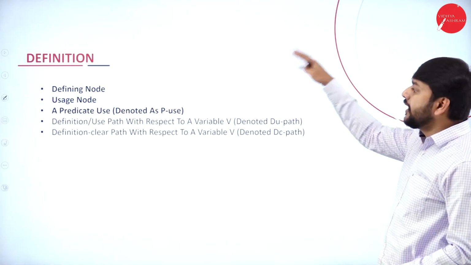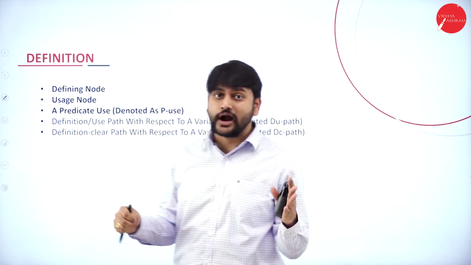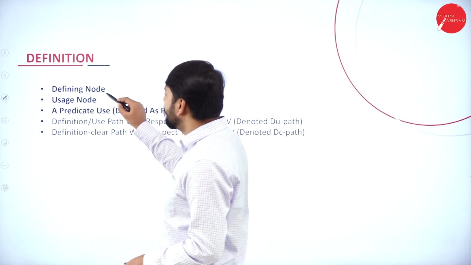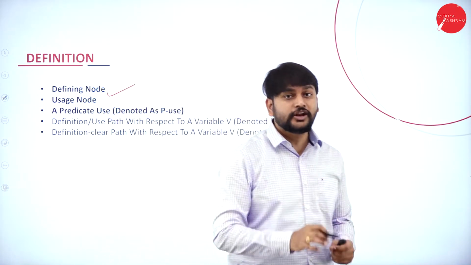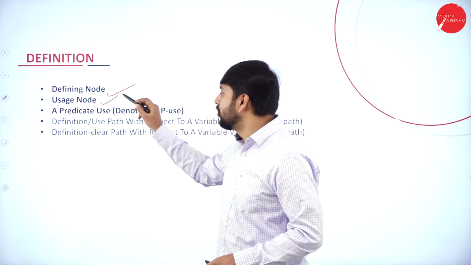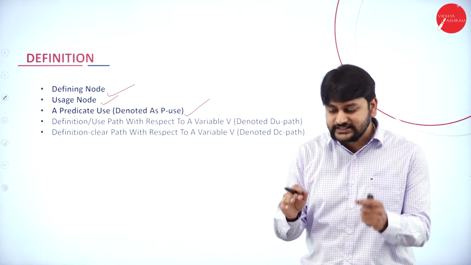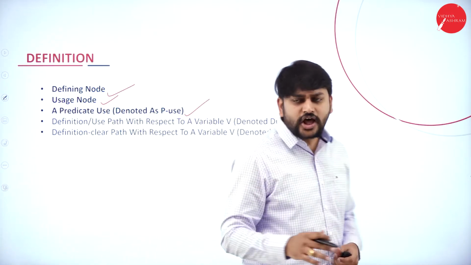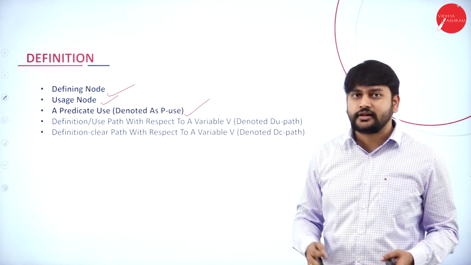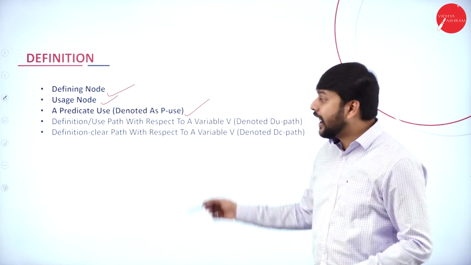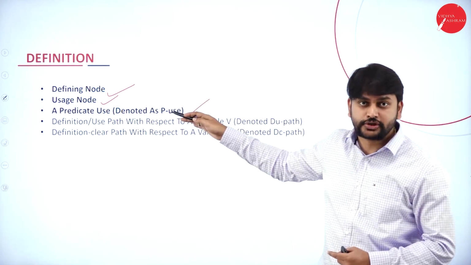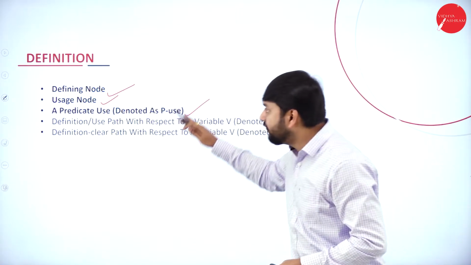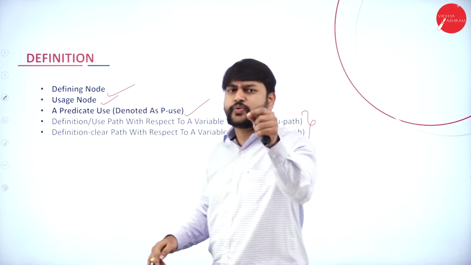I have 5 important things that you need to understand in this chapter. The first one is the defining node, the second is the usage node, and the third is the predicate node. What exactly is the defining node? What exactly is the usage node? What exactly is the predicate node? Why are these in bold and the rest of the 2 lines in normal font? I will be speaking with respect to these 3 in this session, and with respect to the other 2 in the next session. So there are a total of 5 things you should understand in this chapter. This is very important.